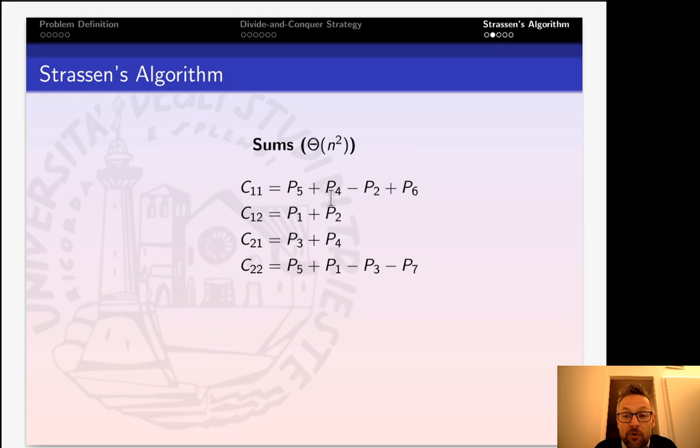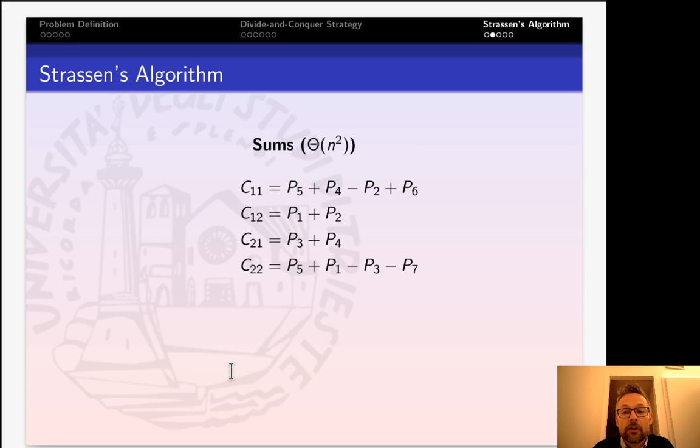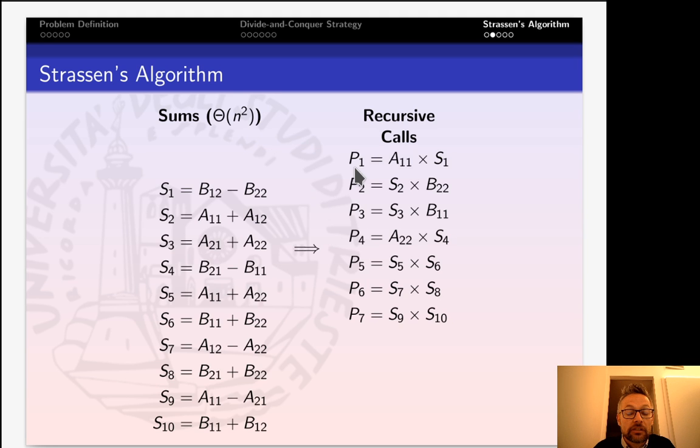Here we need to perform 4, 6 and 8 sums, but from the algorithmic point of view, so from the asymptotic point of view, the cost of this step and the cost of this step is theta of n squared. Okay, so despite the fact we are performing more sums, the complexity from the asymptotic point of view of these sums doesn't change.